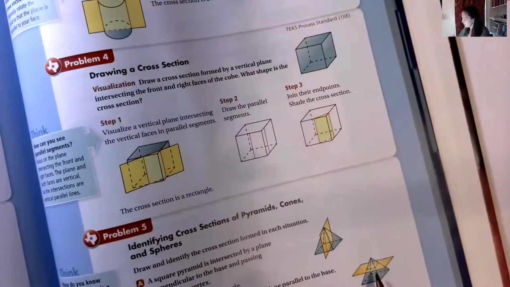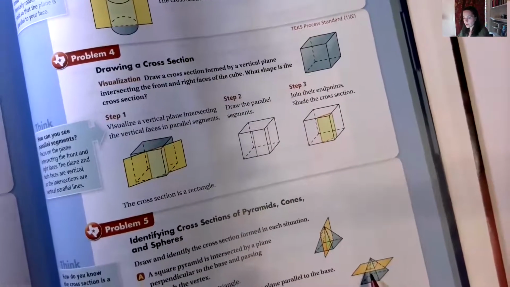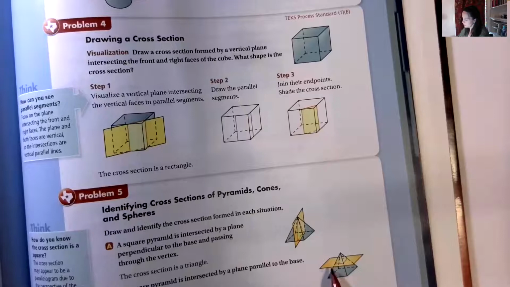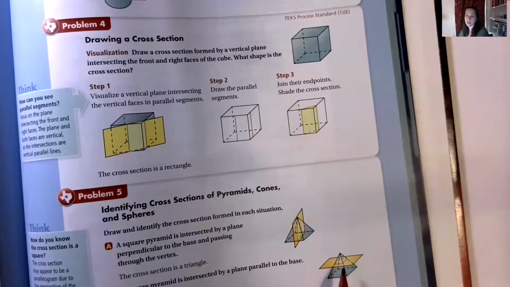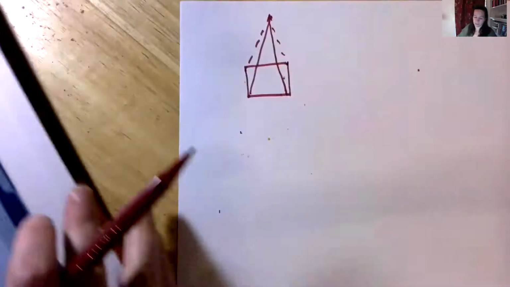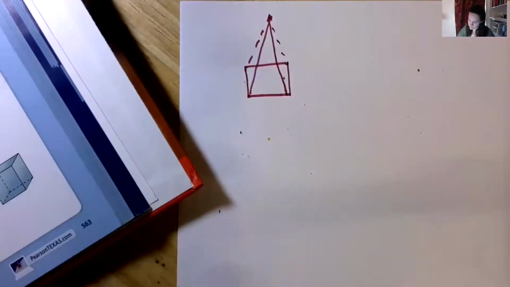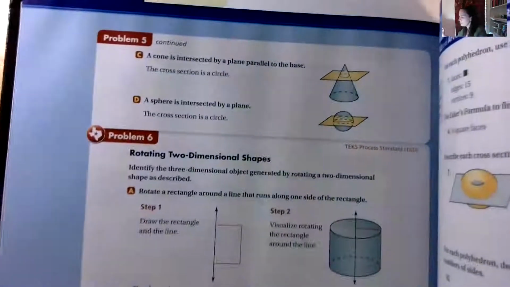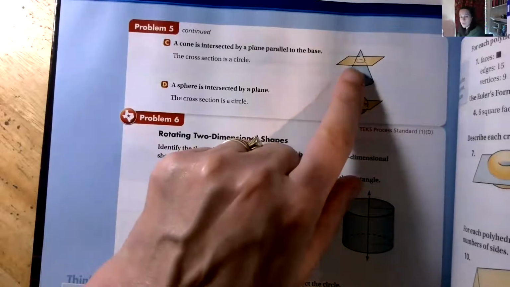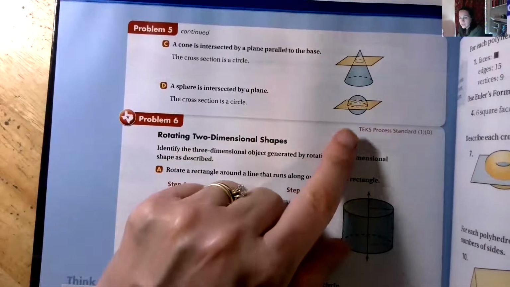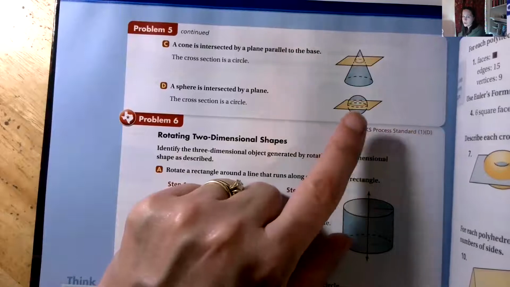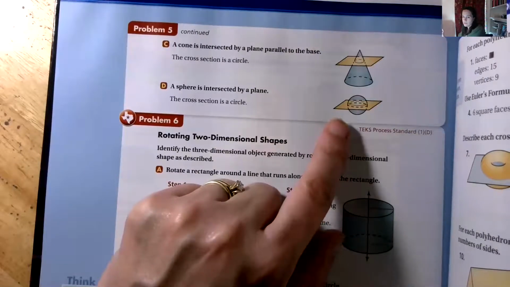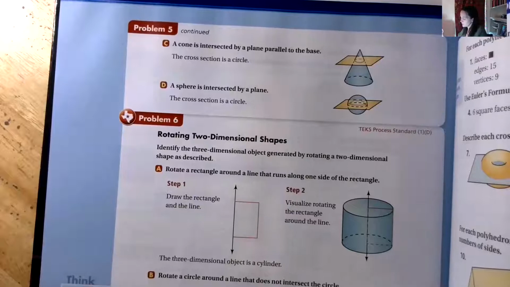However, if I were to take a plane and intersect my pyramid going parallel to the base, anywhere along that pyramid, I'm going to get just a smaller version of that base. I'm going to get another square. Okay, a cone intersected by a plane that's parallel to the base is just going to give you a smaller circle, right? A sphere intersected by a plane is also going to be a circle. We'll be getting more into spheres later on in this chapter.